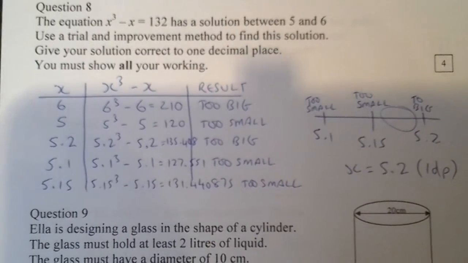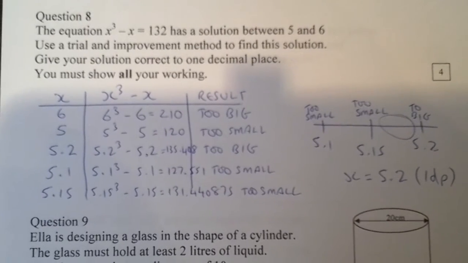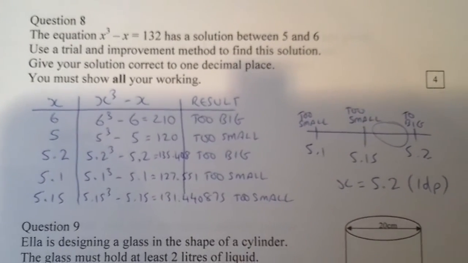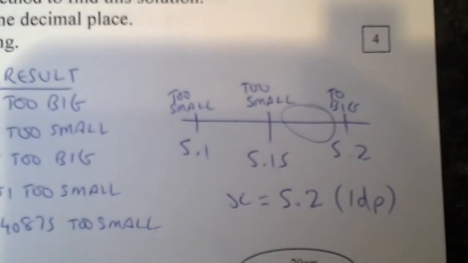Using trial and improvement, 5.2 was too big, 5.1 was too small, 5.15 was too small, so the best answer is 5.2 rounded to 1 decimal place. Best way to show this is by using a number line like this.